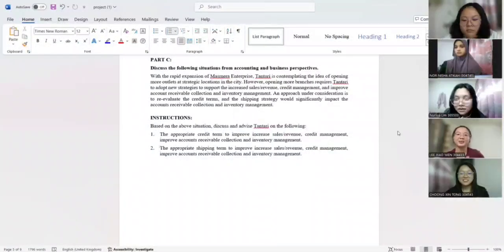So I would like to make a small conclusion. By adopting these credit and shipping policies, the company can improve sales performance and enhance credit management, as well as achieve better accounts receivable collection. These strategies not only support the company's expansion, but also contribute to long-term financial stability and operational efficiency. Yeah, that's all for me.